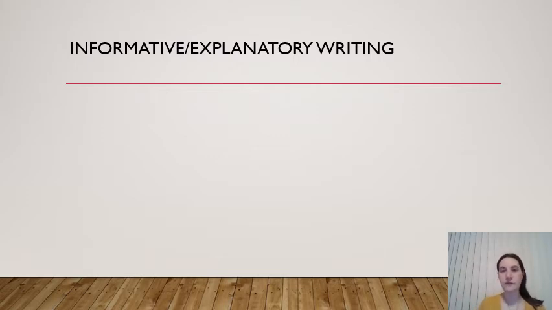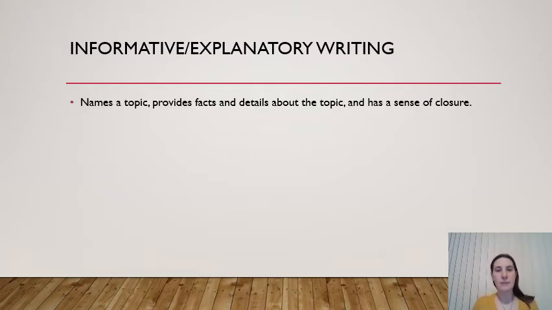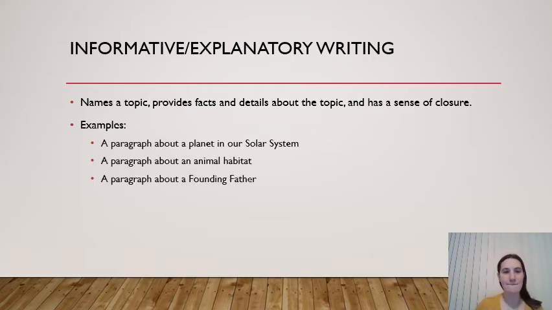Next are some examples of informative or explanatory writing. First, of course, what is explanatory writing? It names a topic, it provides facts and details about the topic, and then it has a sense of closure. Oh, we did this recently. So some examples are a paragraph about a planet in our solar system, a paragraph about an animal habitat, and a paragraph about a founding father.